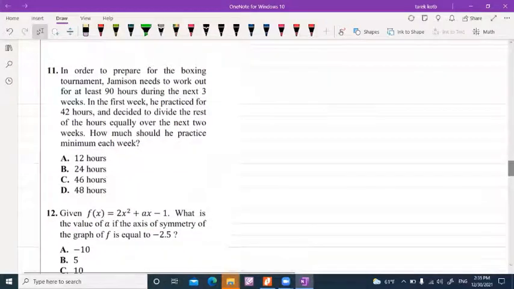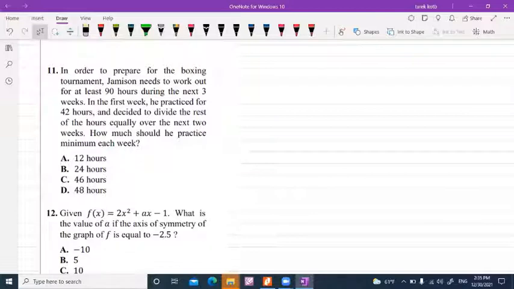Number 11. In order to prepare for the boxing tournament, Johnson needs to work out for at least 90 hours during the next 3 weeks. In the first week, he practiced for 42 hours and decided to divide the rest of the hours equally over the next 2 weeks. How much should he practice minimum each week?